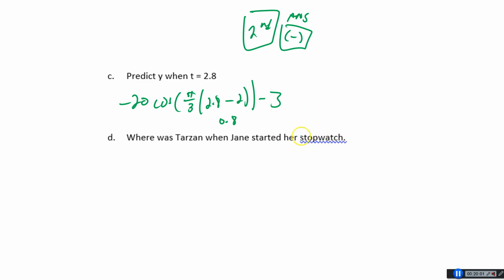Answers are online, though. Where was Tarzan when Jane started her stopwatch? For that, plug in 0. So pi over 3 times 0 minus 2. Cosine of that times negative 20 minus 3. That'll tell you where he was when she started.